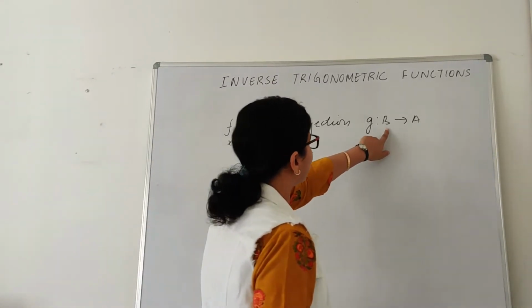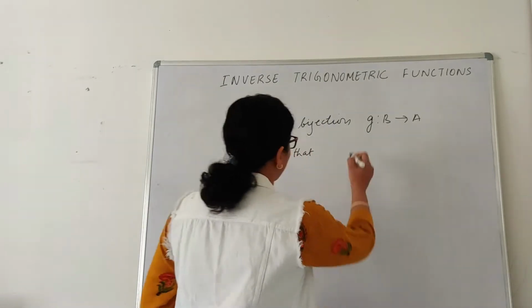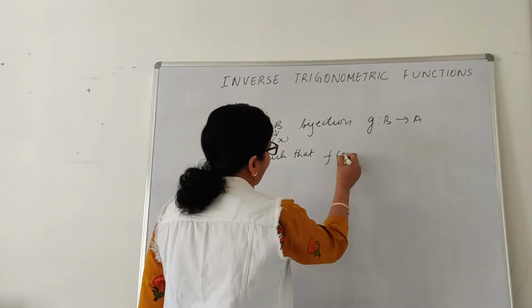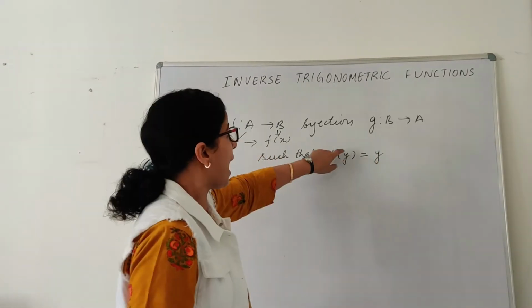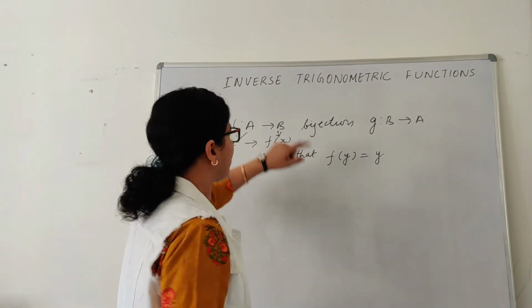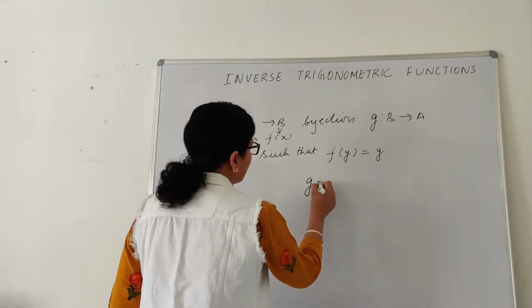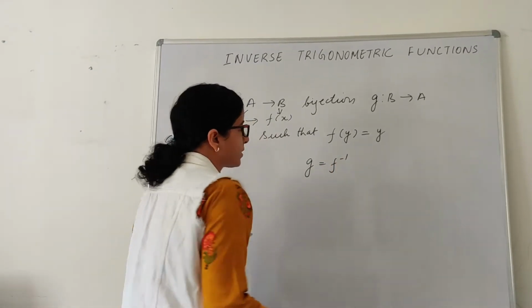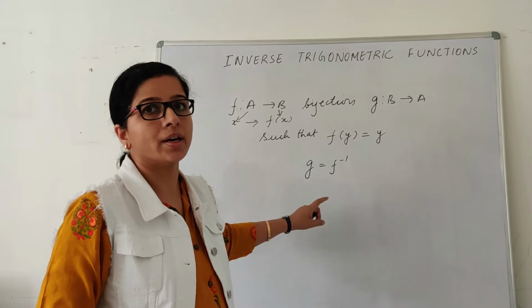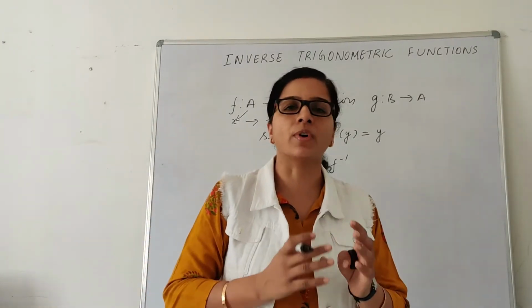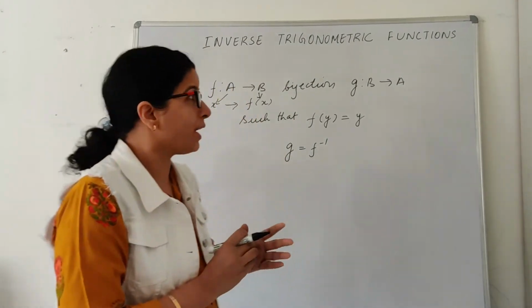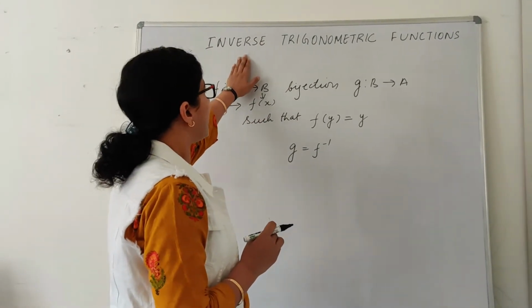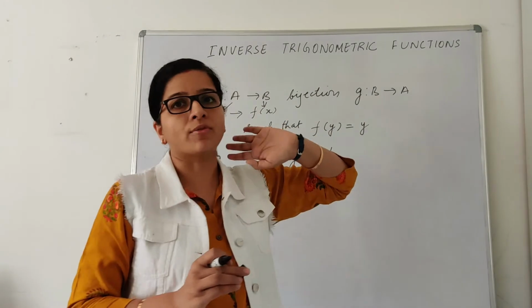So if this is g: B to A, what element will be here such that f(y) will be equal to y? And since it is a bijection of f, it means g is equal to f inverse. Is that clear? So whenever our function is one-one and onto, then only the inverse exists. Now here we are talking about the inverse of the trigonometric functions.